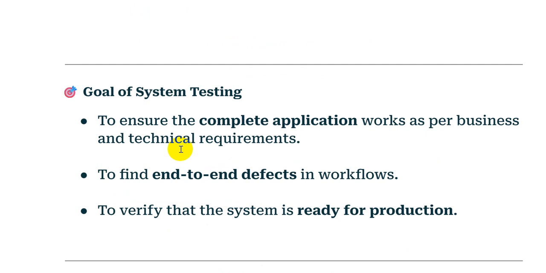Now the goals. We can ensure the complete application works as per the business and technical requirements. Then we can find end-to-end defects in the workflow, and we can verify whether the system is ready for production or not. So these are the goals. As I mentioned, we do the complete application testing from start to end, so definitely we'll get bugs. Definitely we'll get some mismatch between the application and the client requirement. That mismatch we can take as a bug and report on the board, so developers can work on it and give a fix for the reported bug. So these are the goals of system testing.